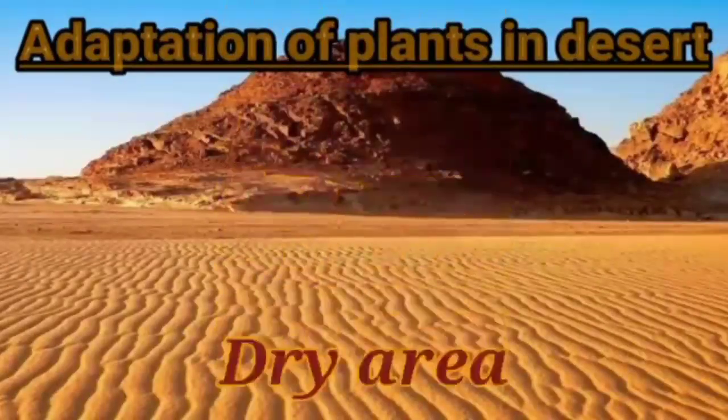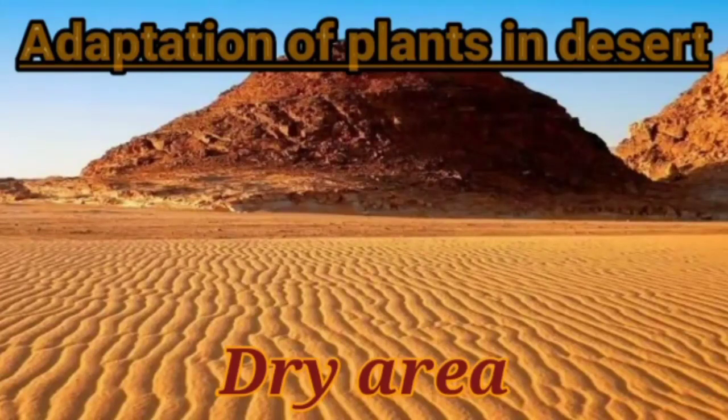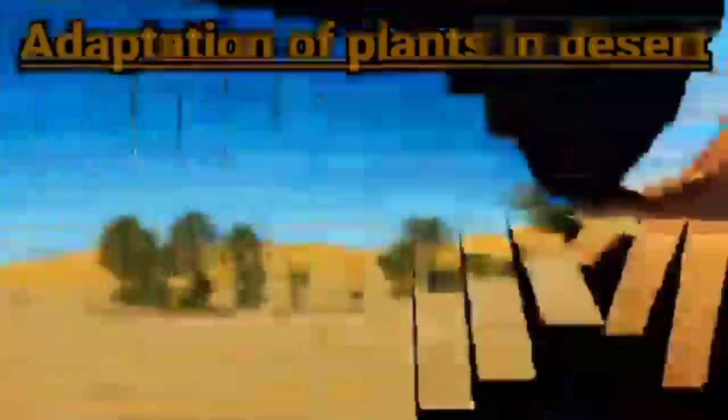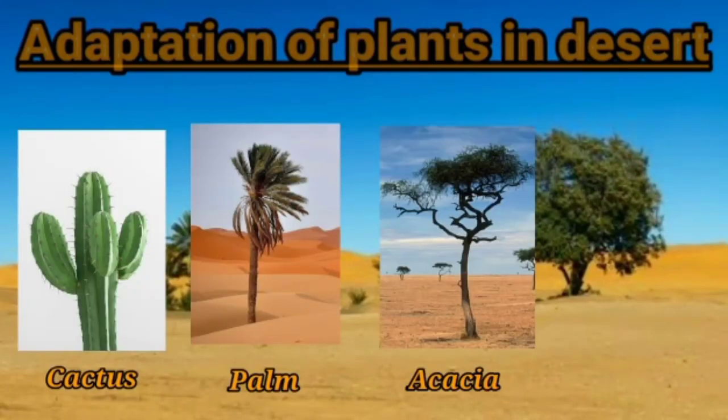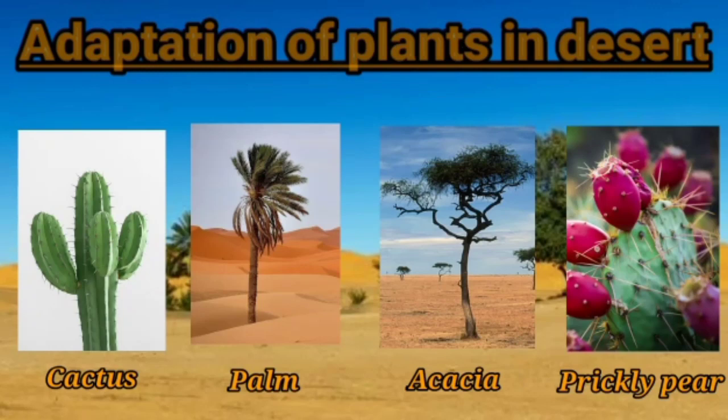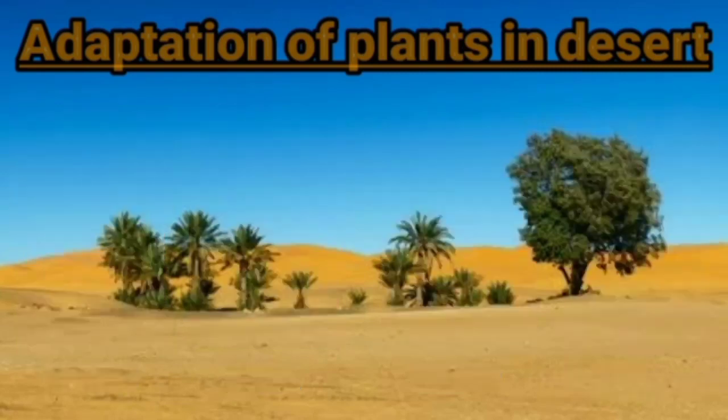The desert is such a dry area. There is less rain in deserts and there are no rivers in the desert. But see, there are plants. Cactus, palm, acacia and prickly pear are the most common plants found in deserts. What are the plants growing in desert? Yes, cactus, palm, acacia and prickly pear are the most common plants found in desert.